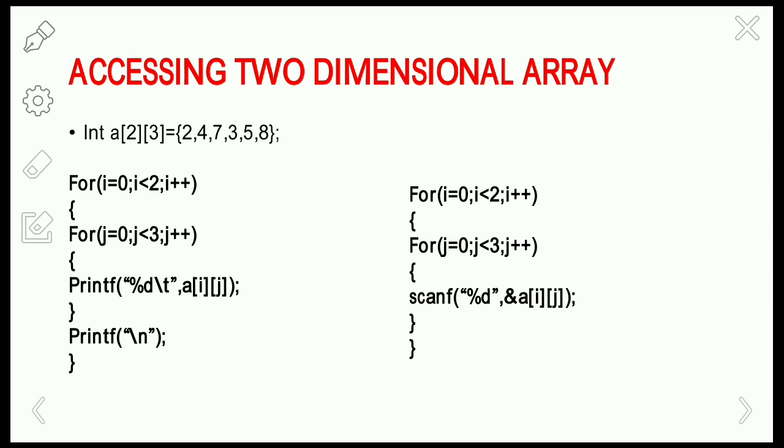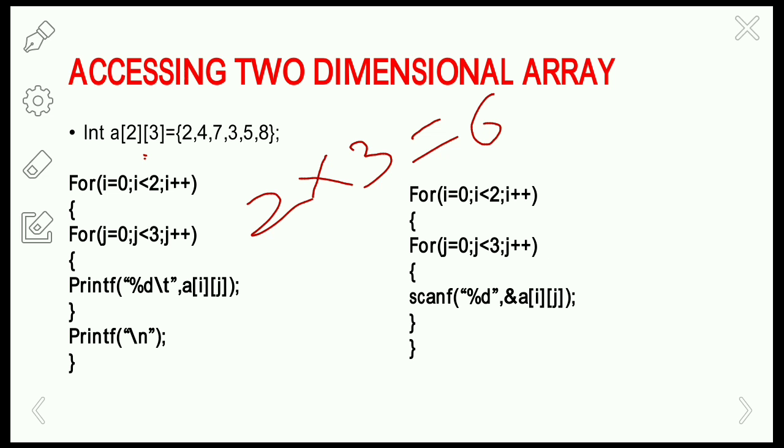So in the array int a[2][3], the array name is a, and its size is 2 by 3, which means we have 2 rows and 3 columns, so it can store values into 2 rows and 3 columns. That is 2 by 3, so it has 6 values, and we can access the value 6 by mentioning the array name a.